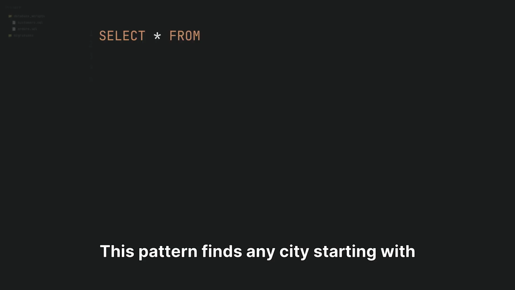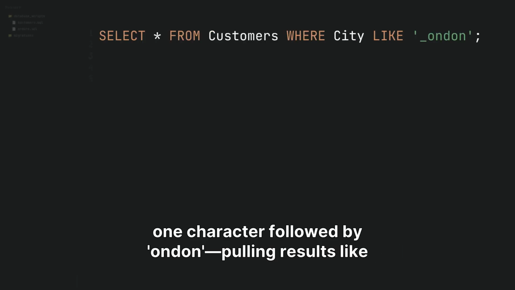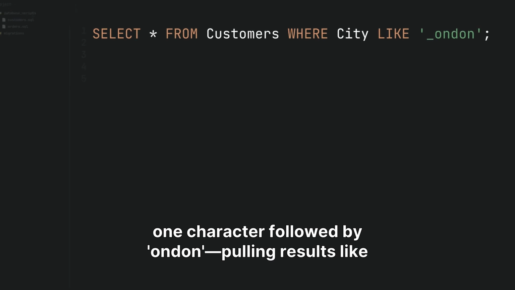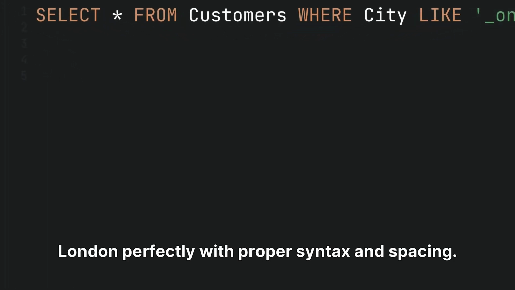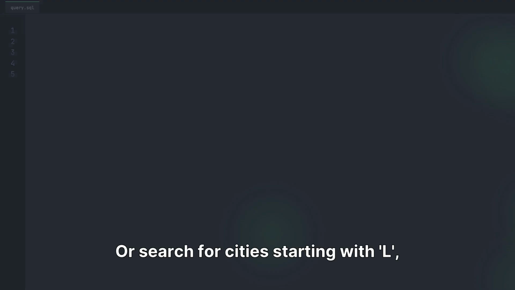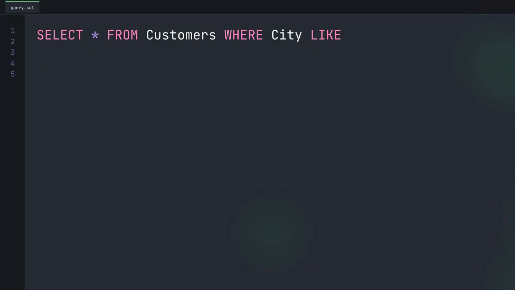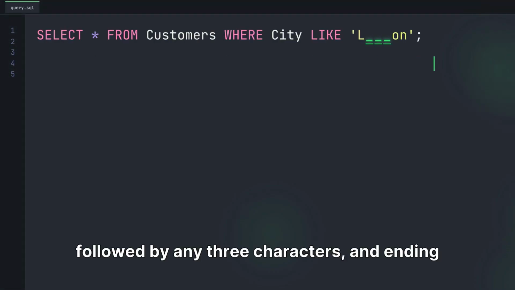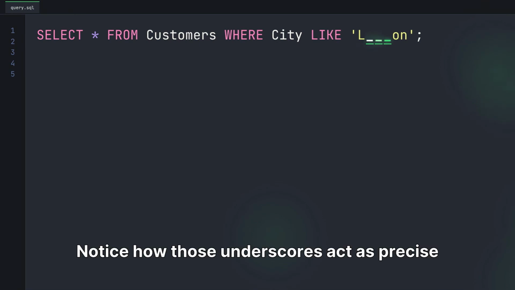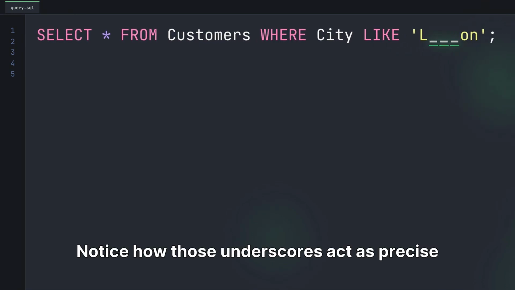This pattern finds any city starting with one character followed by ON, pulling results like London, with proper syntax and spacing. Or search for cities starting with L, followed by any 3 characters and ending with ON. Notice how those underscores act as precise placeholders.